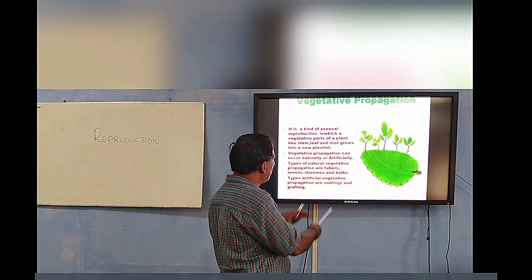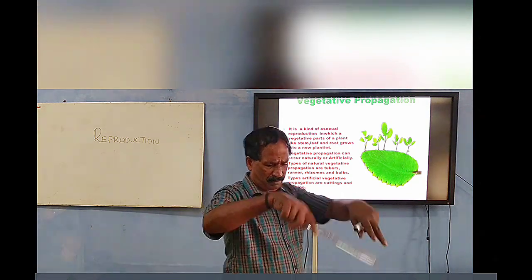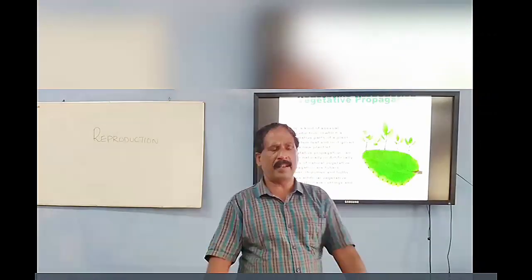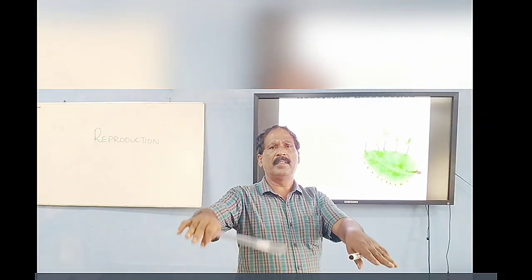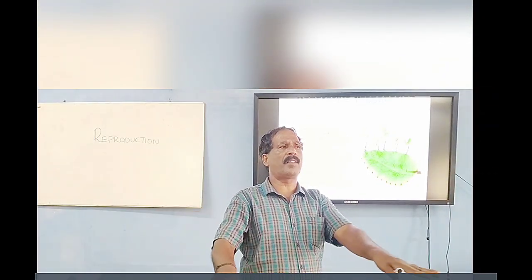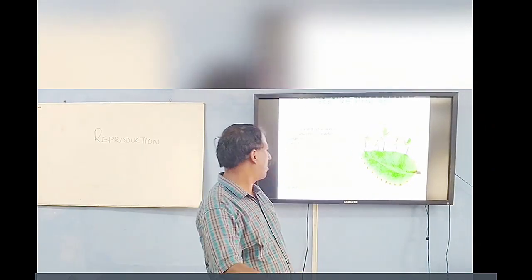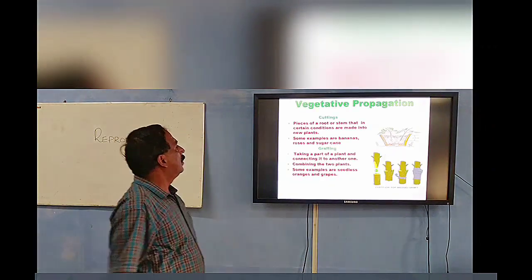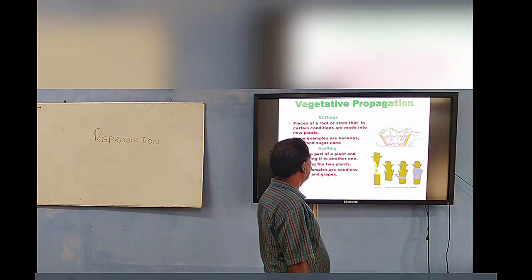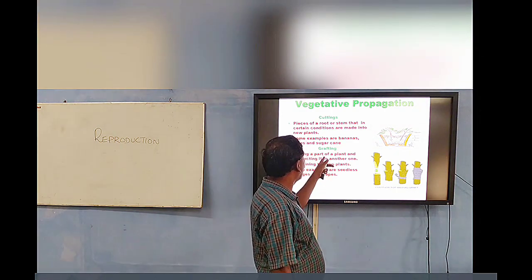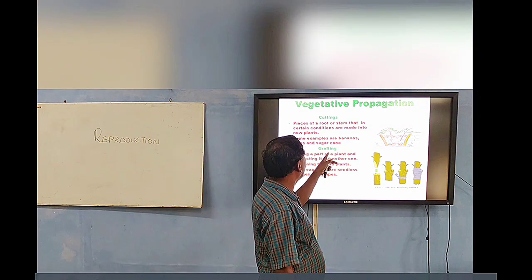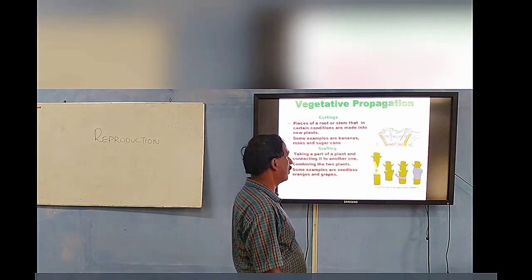Further, jasmine can also be propagated by the mode of layering. Just a part of the jasmine is buried under the soil and it will grow into a new plant. So these are cuttings, and grafting is very commonly practiced in agriculture.